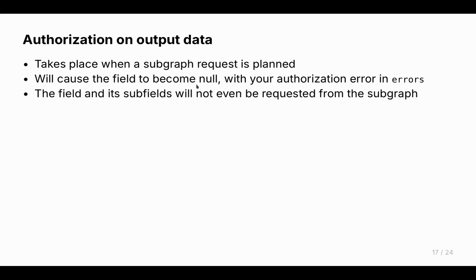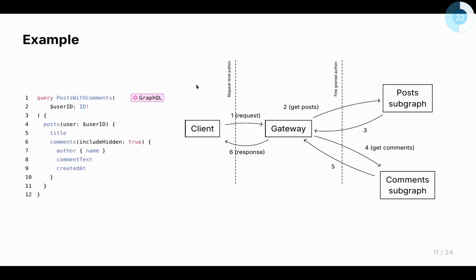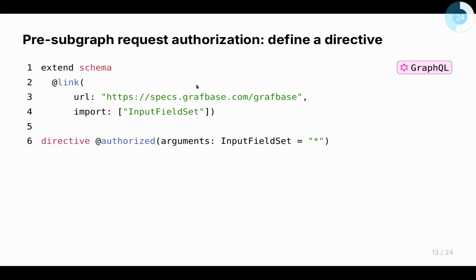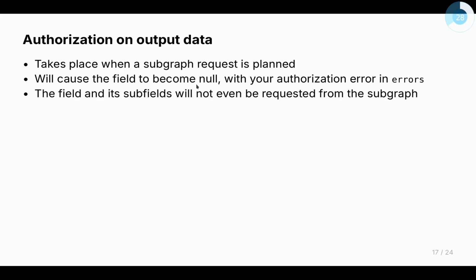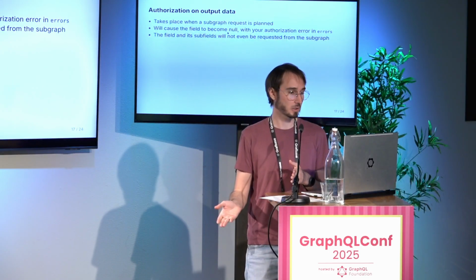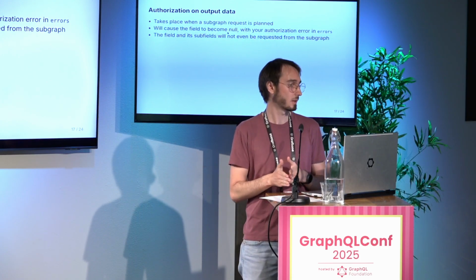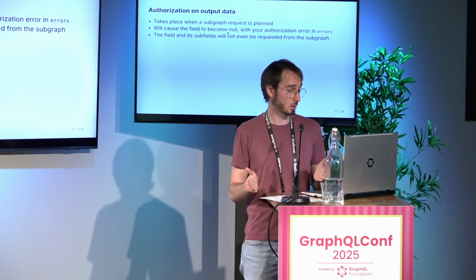The other side of the coin is when you authorize on output data. So you don't have the data you need in the input arguments. By the way, that's input arguments, sorry, I want to go back there. Input arguments from queries that are sent by the user, but also on queries that are sent by the gateway. So the gateway is going to fetch the comments, and there's going to be comment IDs in there. So you really want to be between the gateway and the subgraphs, and not between the user and the gateway. Great. Obviously, for output data, you need to do that after the request comes back from the subgraph, and it's going to cause that field to become null.